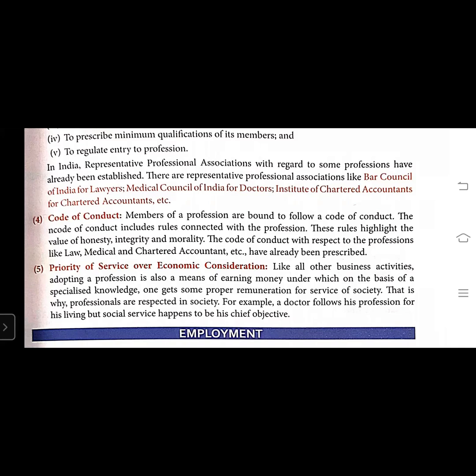Like all other business activities, adopting a profession is also a means by which, on the basis of specialized knowledge, one gets proper remuneration for services to society. That is why professionals are respected in society. For example, a doctor follows his profession for his living, but social service happens to be his chief objective. His main objective is social objectives. Okay, but he will charge his fees from the clients, from the patients, right?